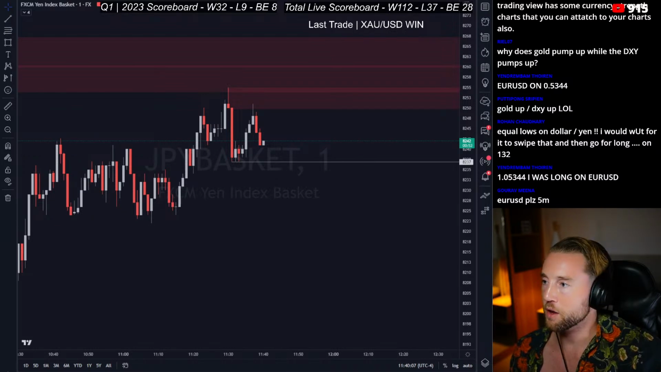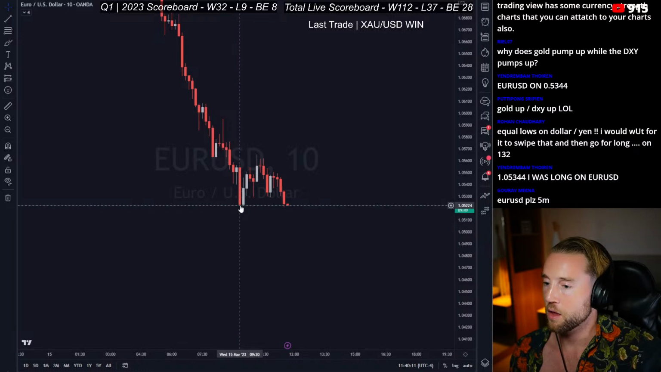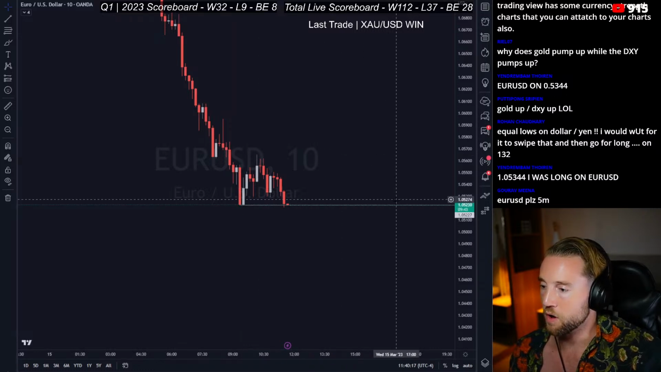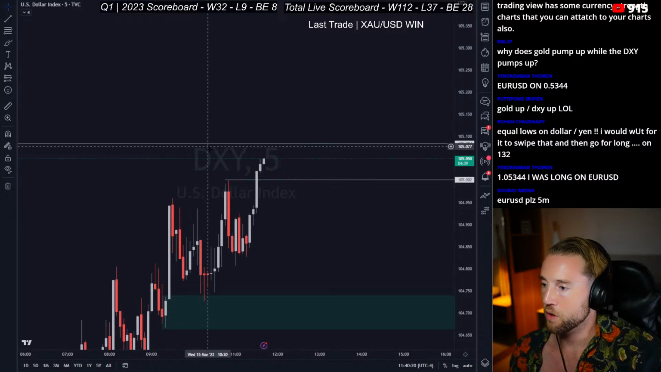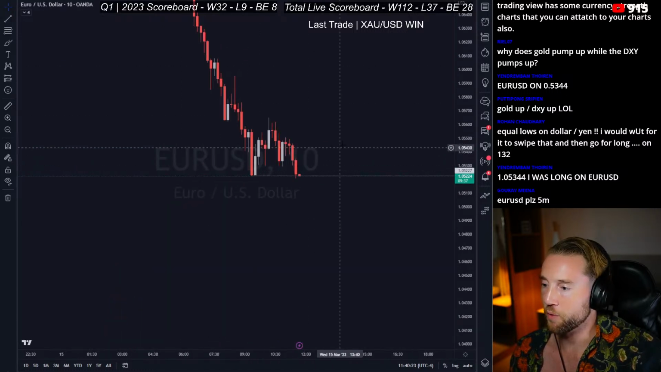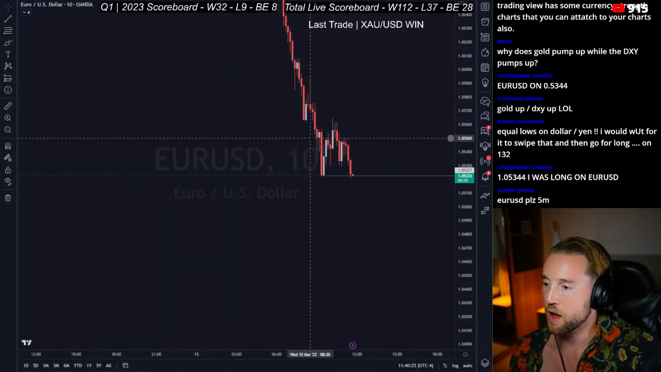$105.3 for 4 hours long on the euro US dollar. Okay, you have broken a new low. The dollar is relatively strong right now, so be very careful. There is more downside potential.